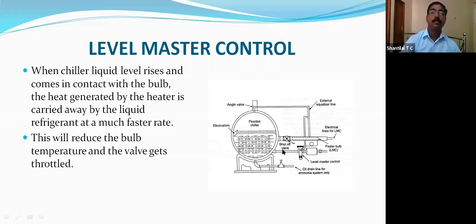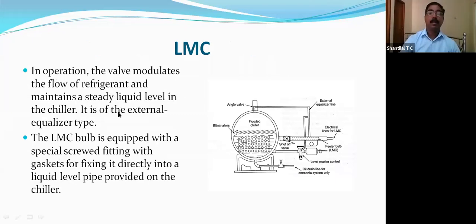In addition to this, this valve modulates the flow of refrigerant and maintains a steady level in the chiller. It is of an external equalizer type. This LMC bulb is equipped with a specially screwed fitting with a gasket for fixing it directly into the liquid level pipe provided on the chiller. This is the liquid level pipe. This liquid level pipe has the LMC bulb. LMC bulb means feeler bulb.